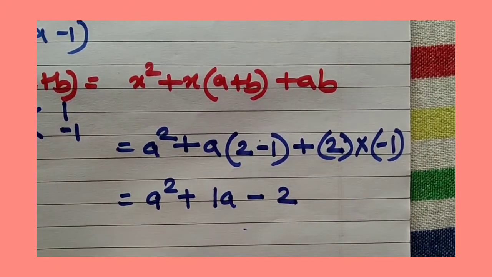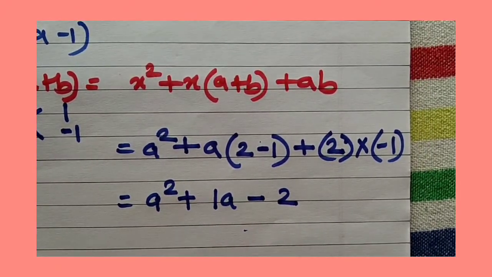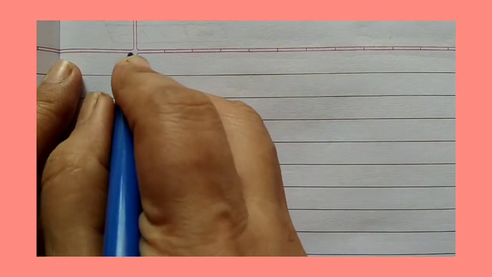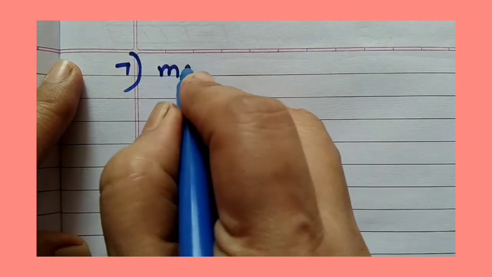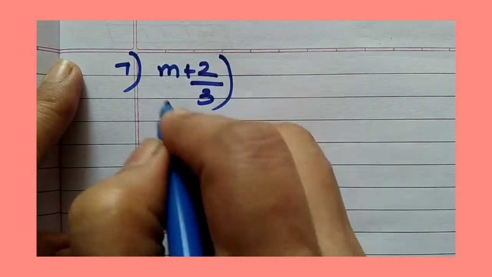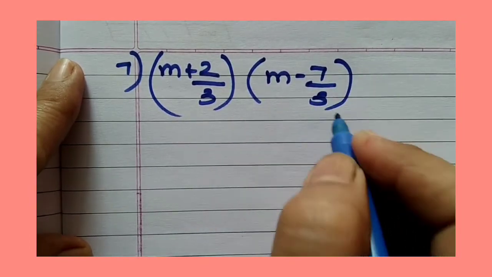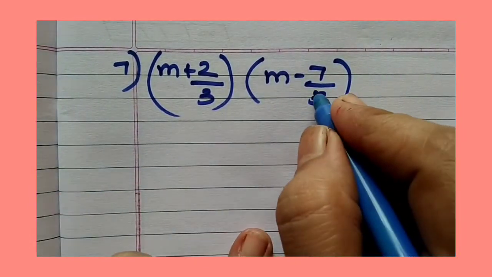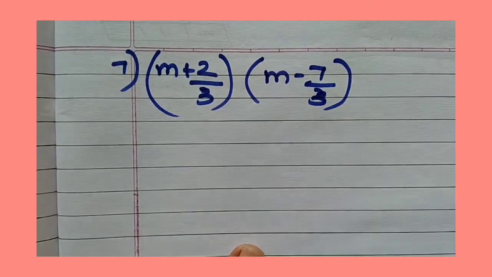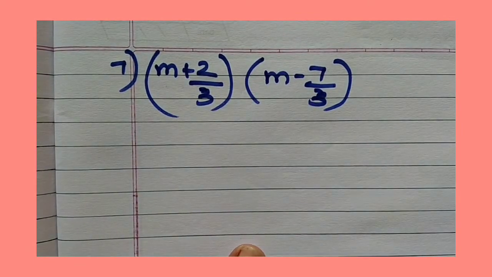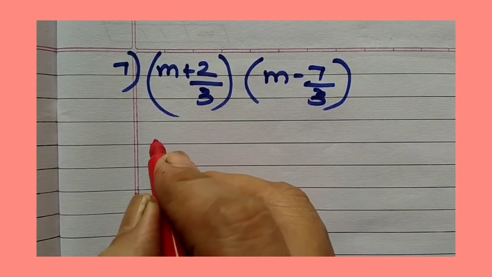One more sum we will do, and then the remaining sums you will do on your own. We will do one little bit difficult sum, that is sum number 7, that is m plus 2 upon 3 into m minus 7 upon 3. Okay, this is sum number 7. The first step will be writing the formula.